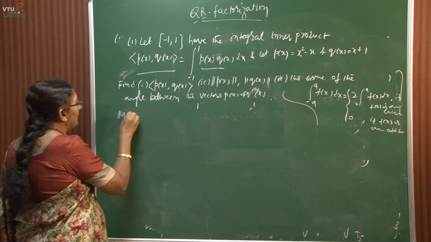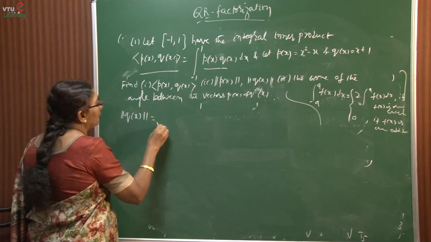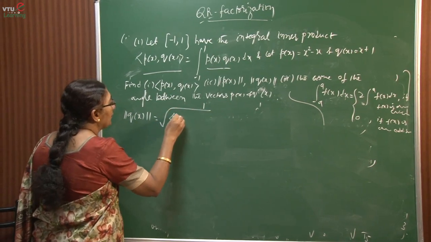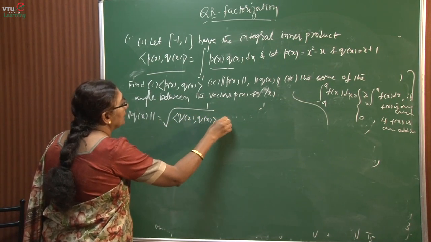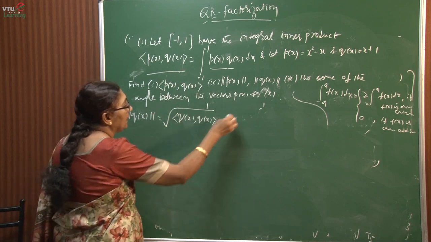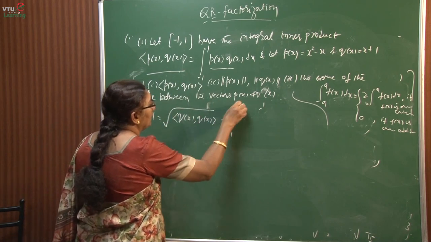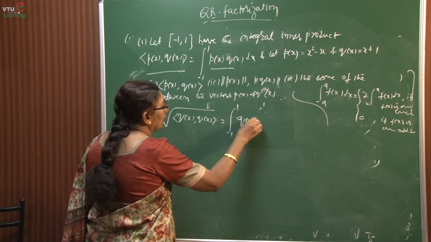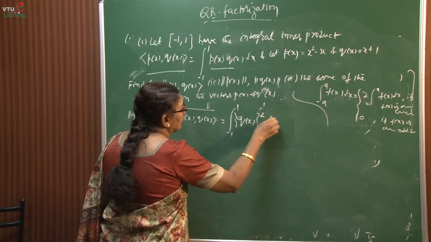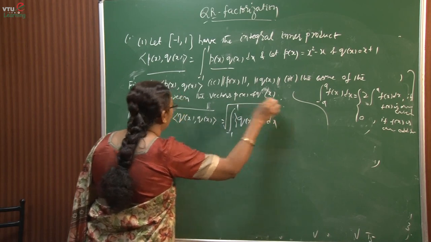The norm of q of x is nothing but, from the definition of norm, the square root of the inner product of q of x comma q of x. But they define it in the problem in terms of the integral from minus 1 to plus 1 of q of x into q of x. Both functions are the same, so we get q of x whole square with respect to x.